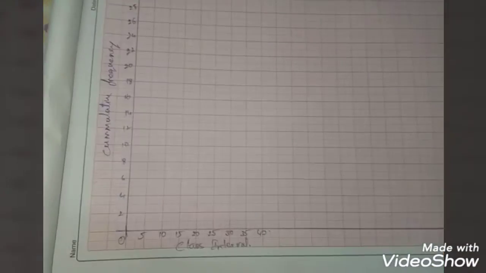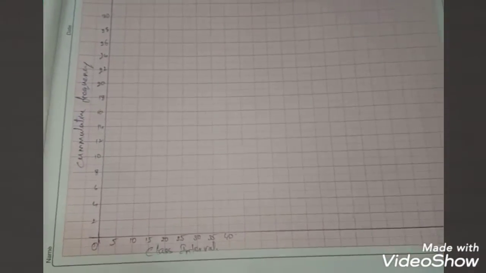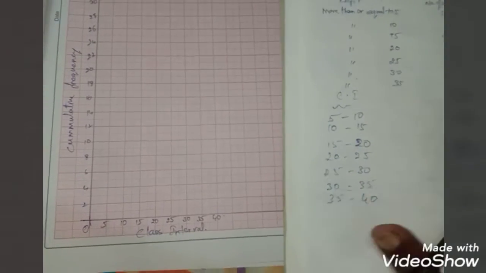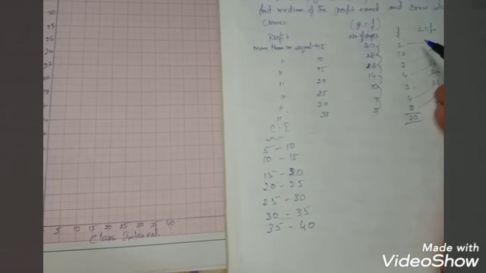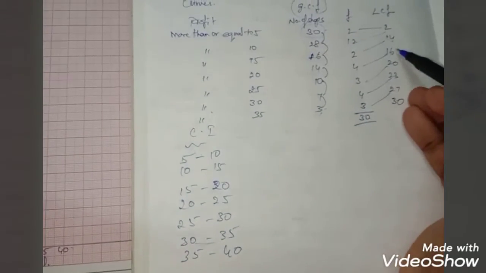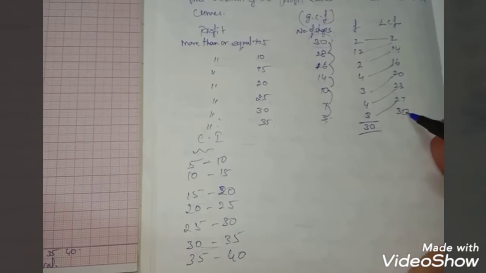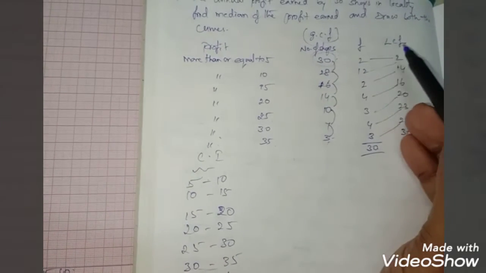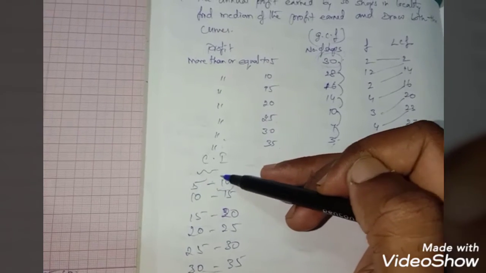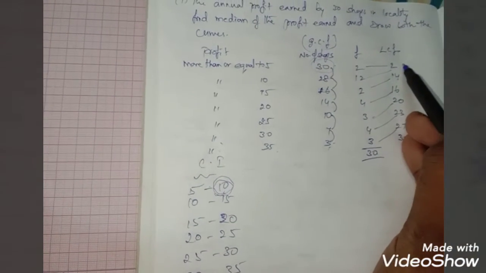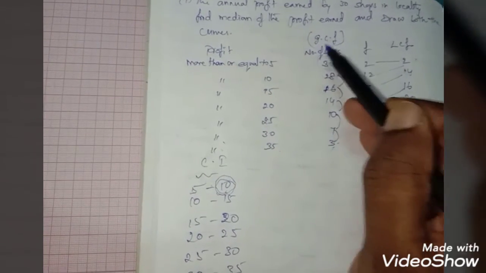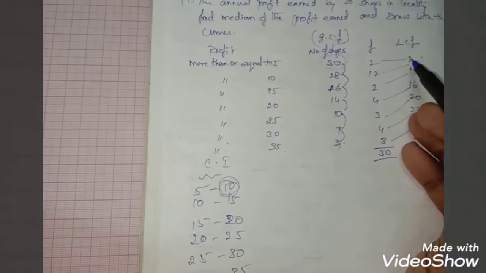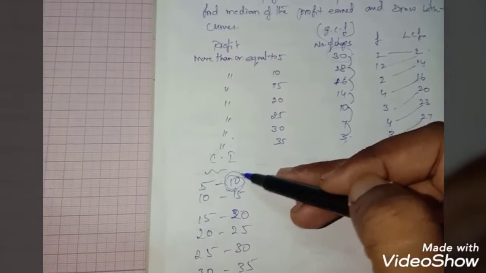Next, to draw the cumulative frequency curve, we need LCF. First we take the values of LCF. In LCF the values are 2, 14, 16, 20, 23, 27 and 30. Previously we have learned the definition of LCF. In LCF we take the upper boundary, and for GCF we take the lower boundary. So for LCF, upper boundary means 10, so we have to place our points from 10 onwards, right?